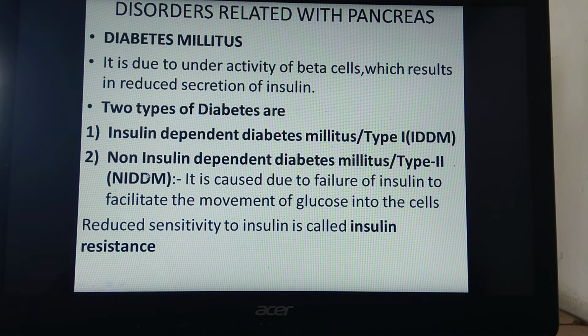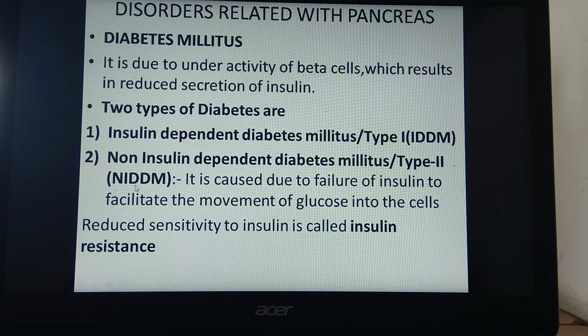So even though insulin is present, it may result in diabetes. Why? What is the function of insulin? It allows the glucose to enter inside the cell so that it will get oxidized. But in case of NIDDM, glucose cannot enter the cell because insulin does not facilitate the movement of glucose inside the cell, and that's why the level of glucose in the blood increases.